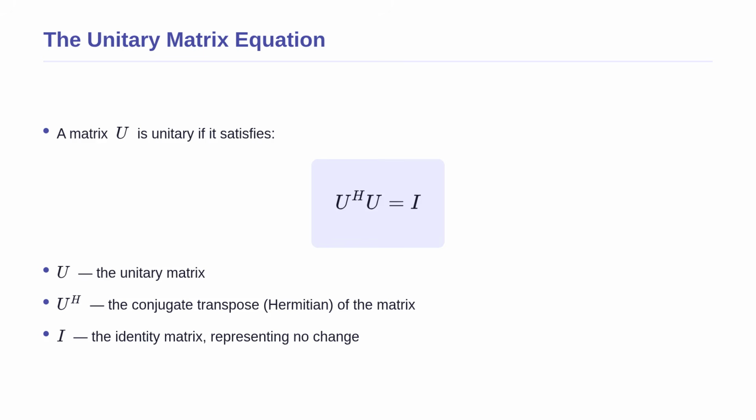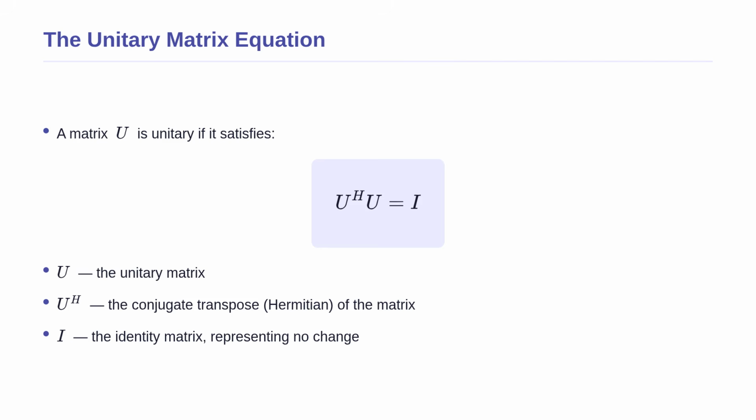Building on that definition, let us look at the mathematical formula. A unitary matrix is defined by a very elegant equation. U^H times U equals I. Conceptually, this means the matrix is its own reverse operation, provided you take the conjugate transpose first.